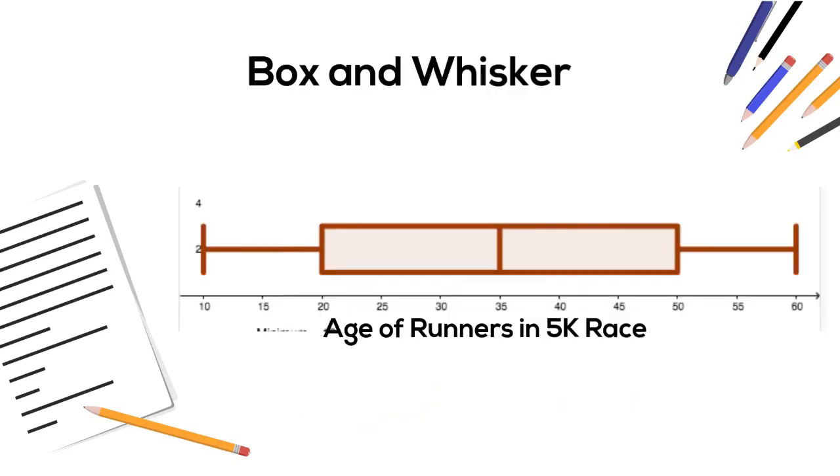A box and whisker is good to show variation among your data. In this example, you have age of runners in a 5K race, and you can quickly see extremes. You can see the youngest on the left, the oldest on the right, and a mean, but it's a quick way to glance and see variation among your data.